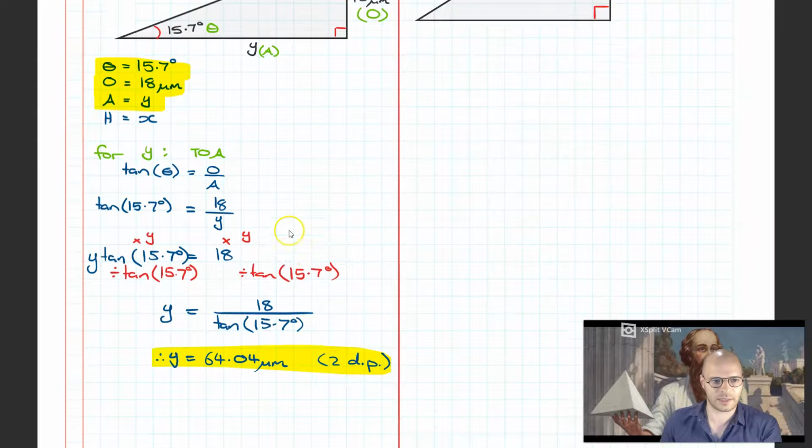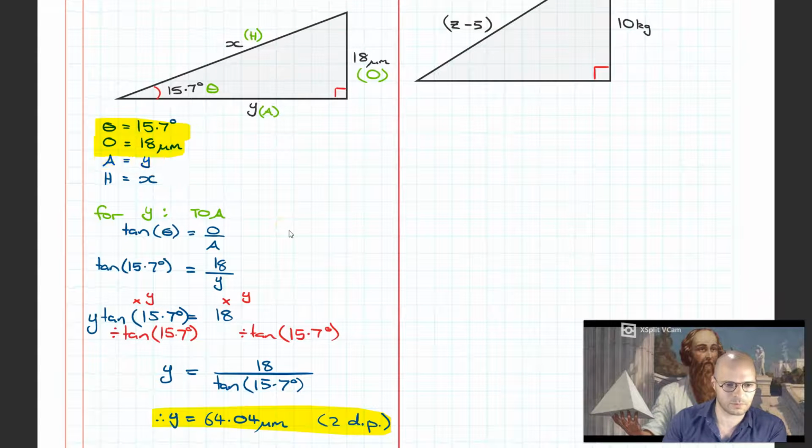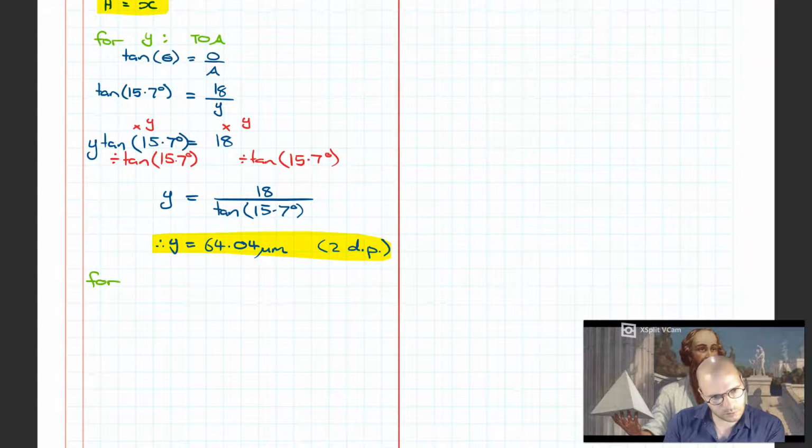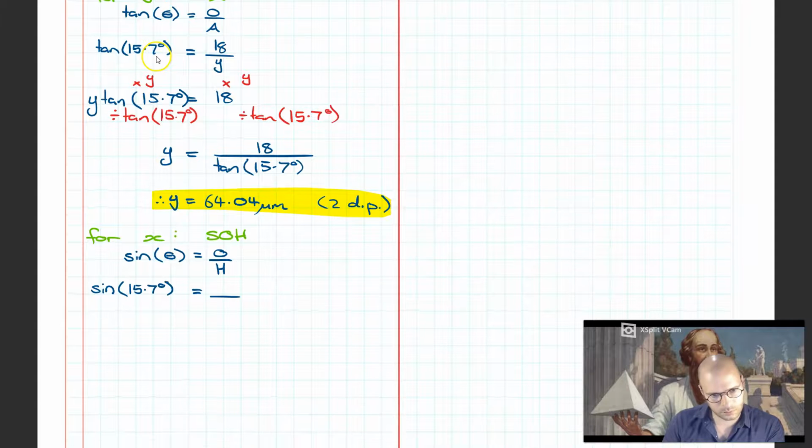Now the next quantity we're going to calculate is going to be the hypotenuse. Now what we have is the opposite, the hypotenuse, and theta, so we're going to use sine. Writing out the sine ratio, and then subbing in the values. Notice how easy it is to make a mistake with this. Rearranging, we're going to multiply by x and subsequently divide by the sine.